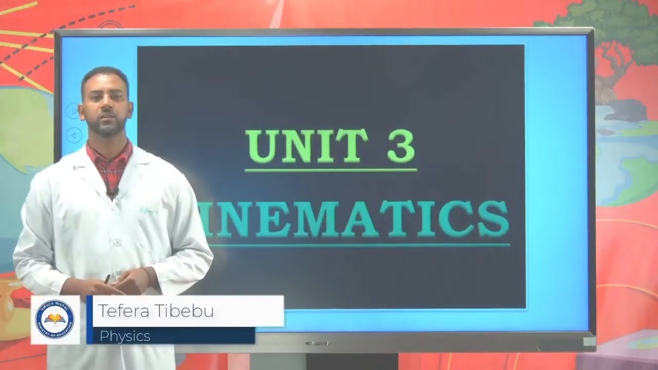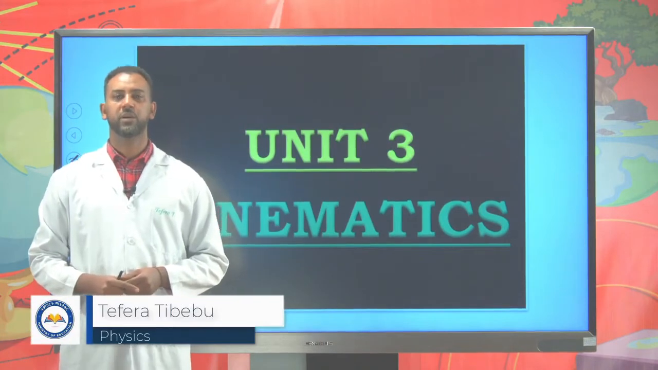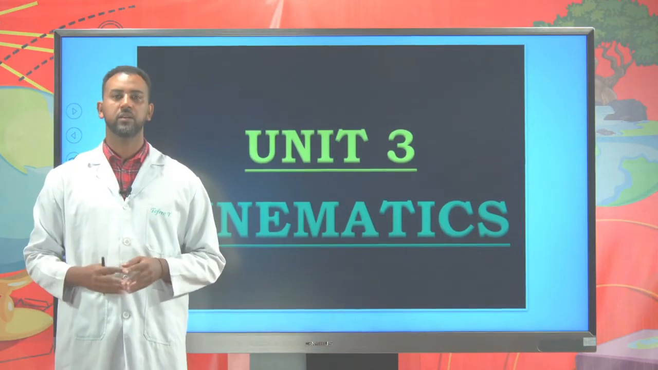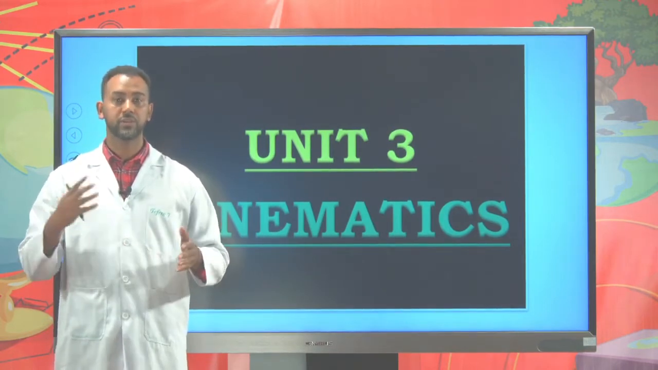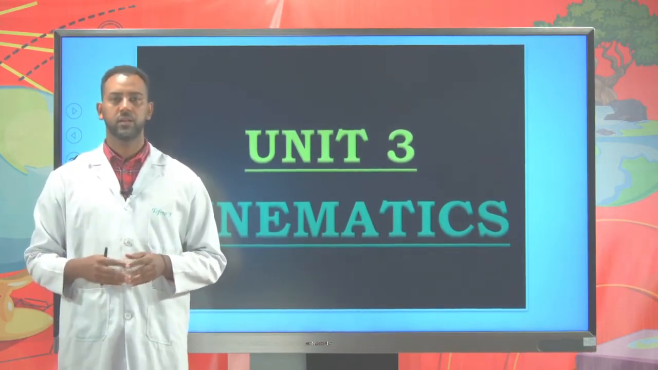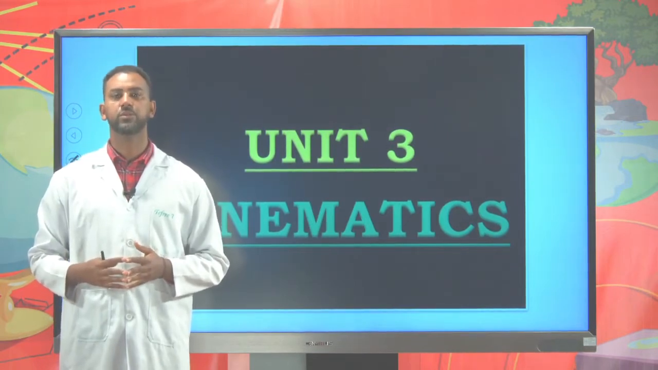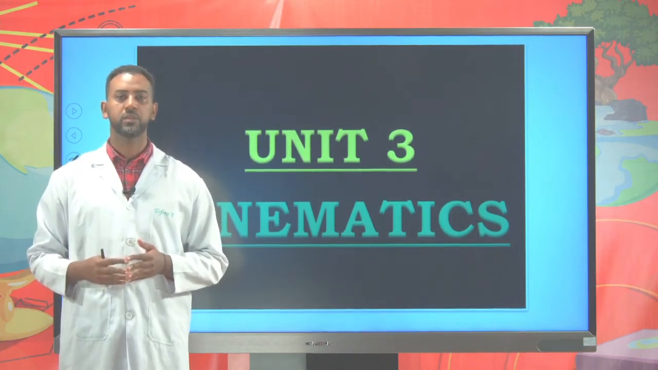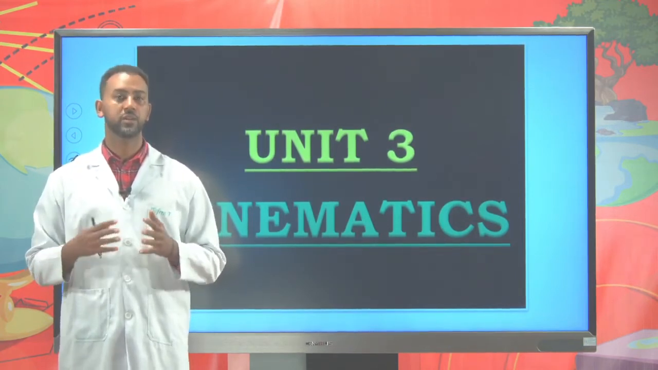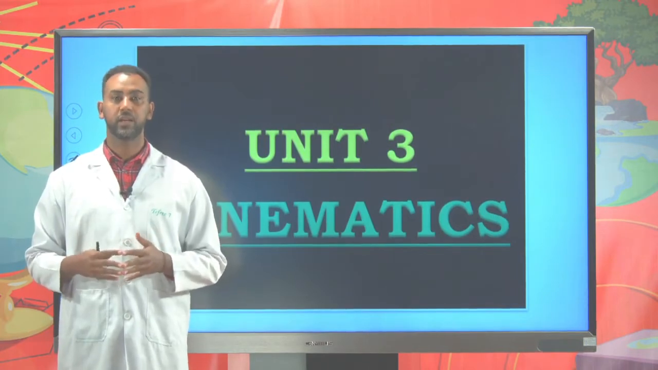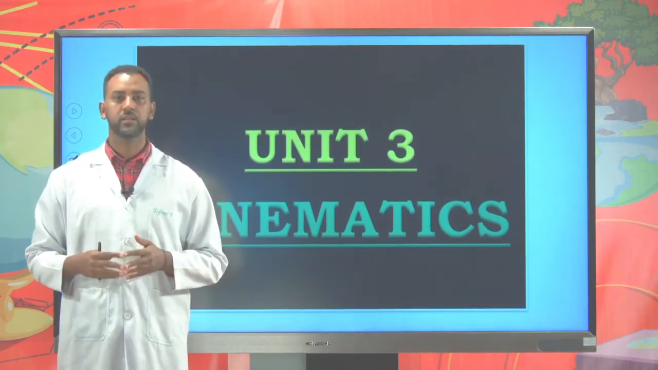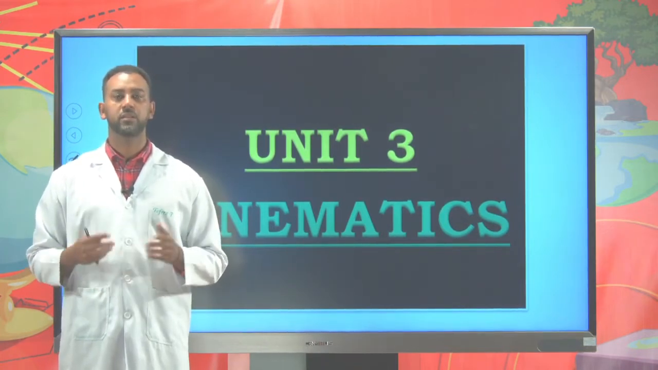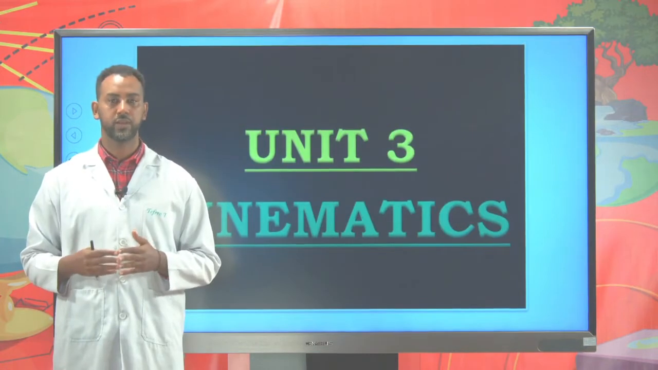Hello everyone. Previously we have tried to discuss vectors. We have defined what vectors are. We have also tried to see the different types of vectors. And lastly we have also tried to see how to operate with vectors. We have also seen that vectors can be added or subtracted using geometrical and analytical means. The other thing that we have seen is vector multiplication. We have seen the cross product and the dot product of vectors.